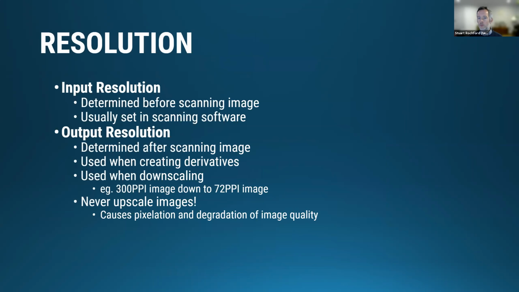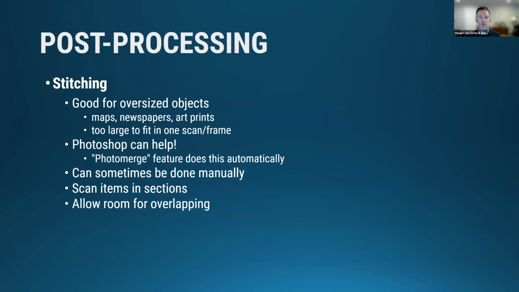Input resolution, output resolution. These ones, I'm not going to talk too much about those. Those you can set on your scanner software. The input resolution is what you tell the scanner to scan at. So 400 ppi, 2400 ppi. Output resolution is what you save the image as. So once you have the image, you can save it at whatever resolution you want, depending on what images you're working with, what resolution you're working with.